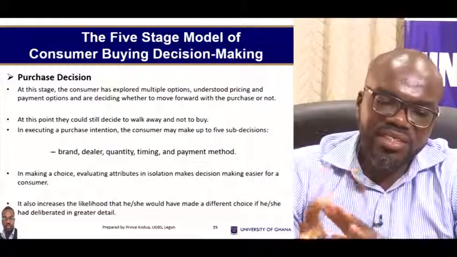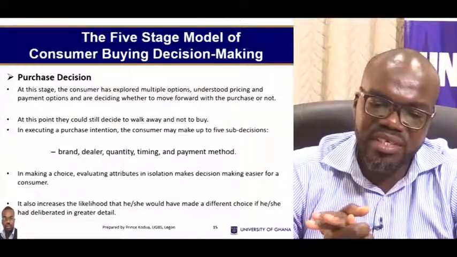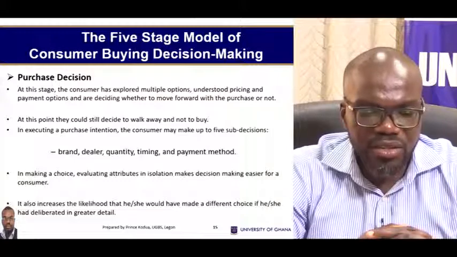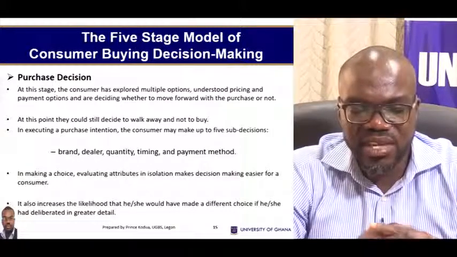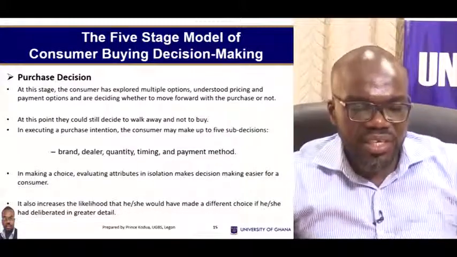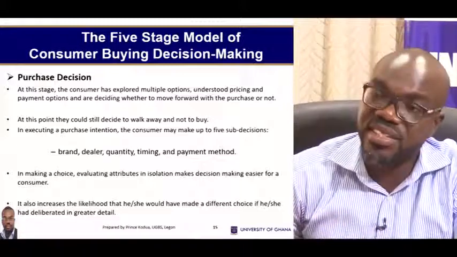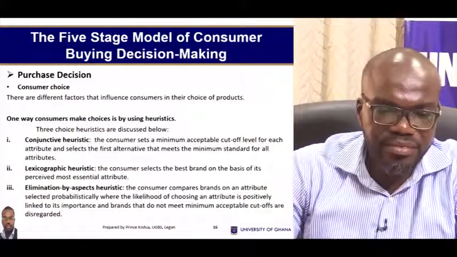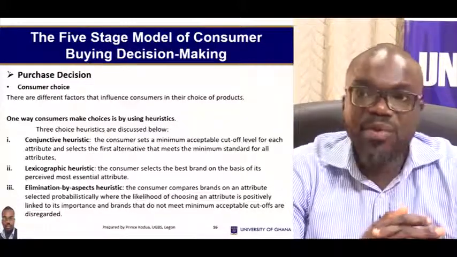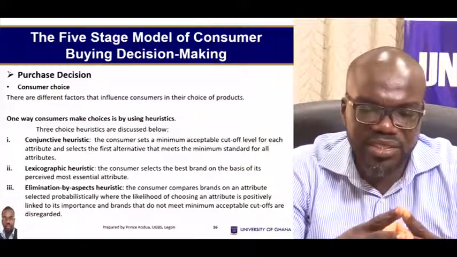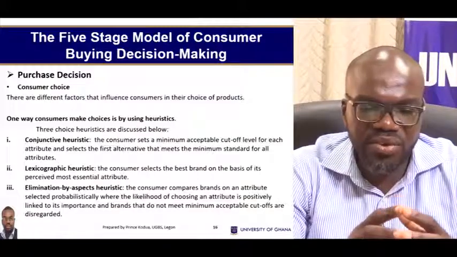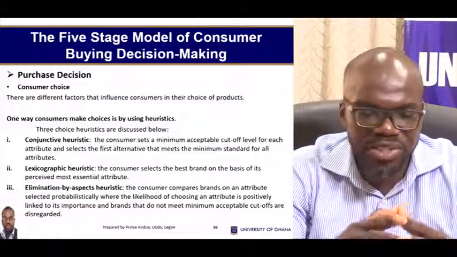In making a choice, evaluating attributes in isolation makes decision-making easier for the consumer. It also increases the likelihood that he or she would have made a different choice if he or she had deliberated in greater detail. Talking about consumer choice, one way consumers make choices is by using heuristics. And there are 3 choice heuristics that we are about to discuss.